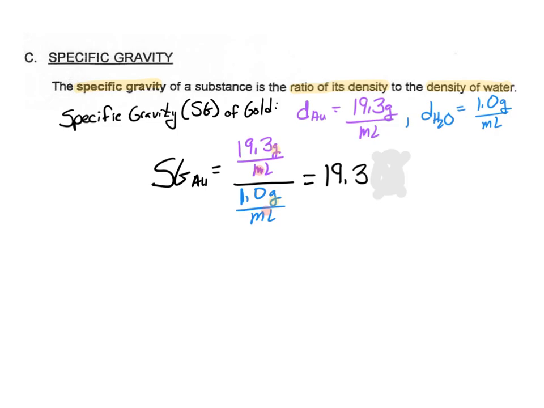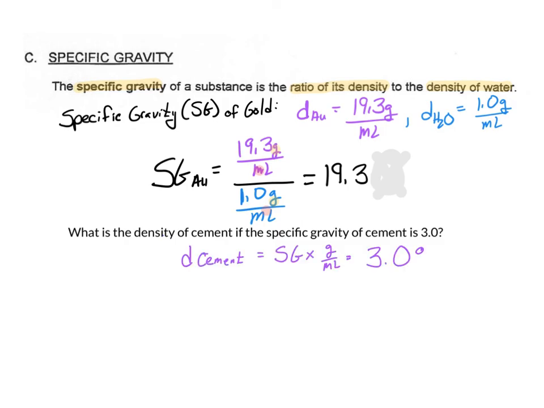So how do we use this in a problem? Well, there's a couple of ways we can use it. First, if I asked you, what is the density of cement if the specific gravity is 3.0, your answer would be the density is 3.0 grams per milliliter. Well, that's a pretty basic question. Let's make this one step harder.